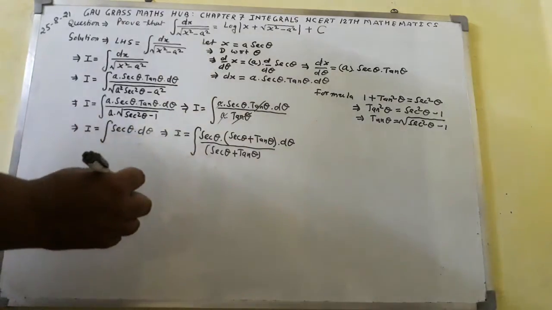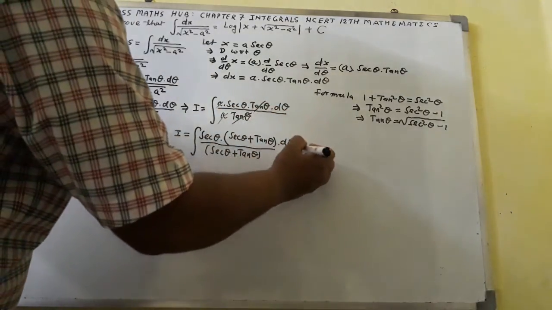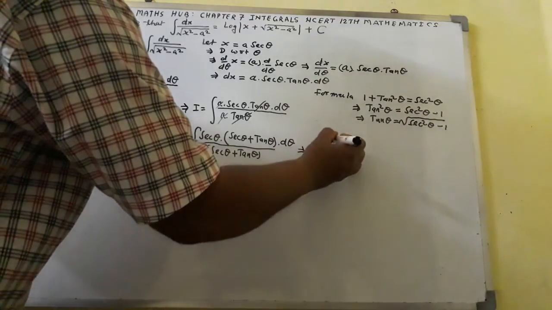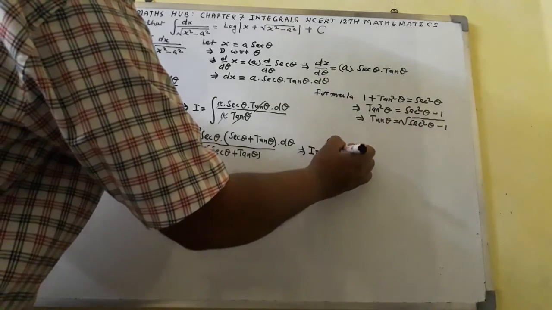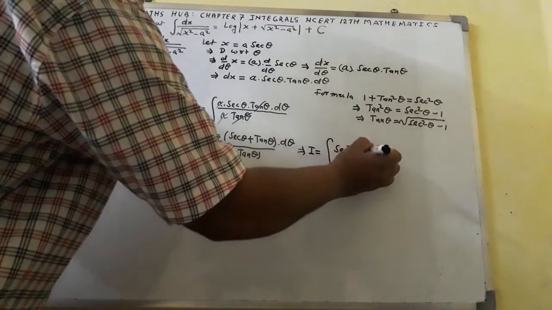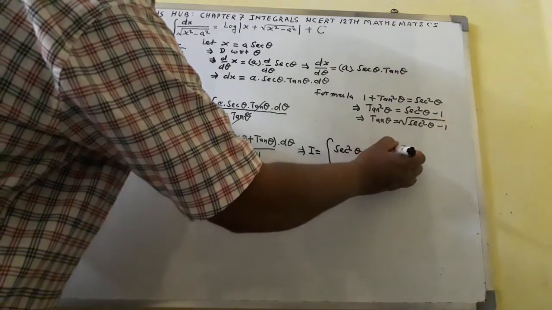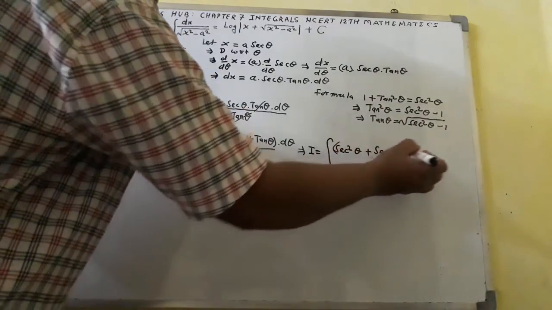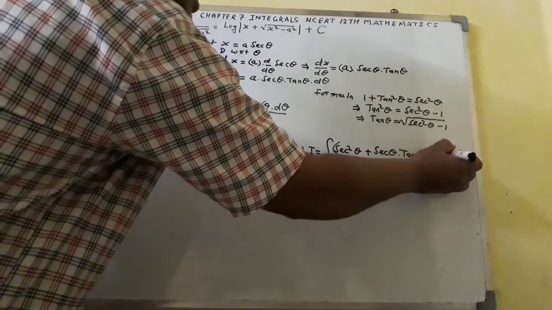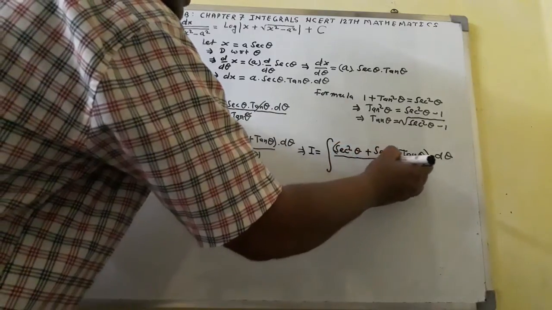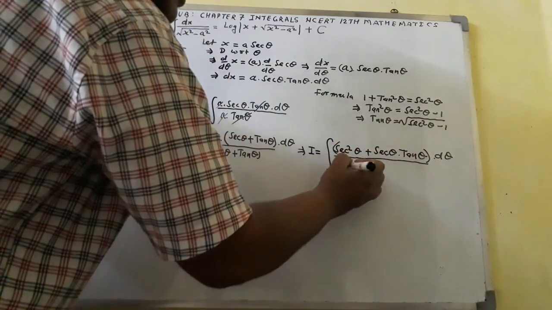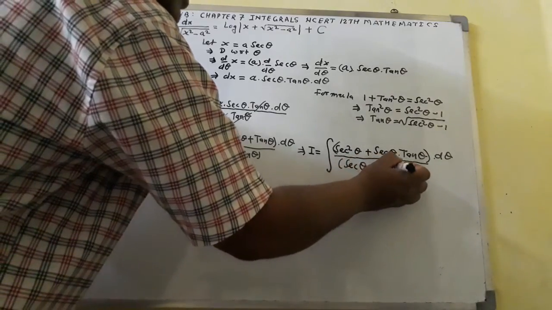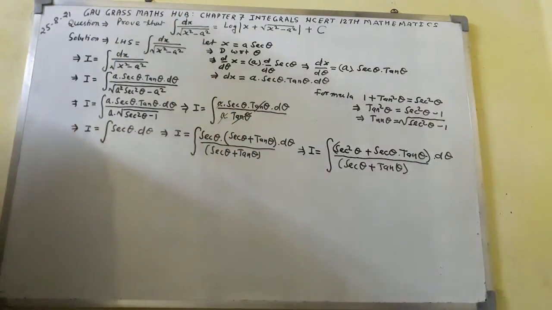Now again I shall write, implied that I equal to integral sec square theta plus sec theta dot tan theta, write in bracket dot d theta, whole over sec theta plus tan theta. This thing will be written.